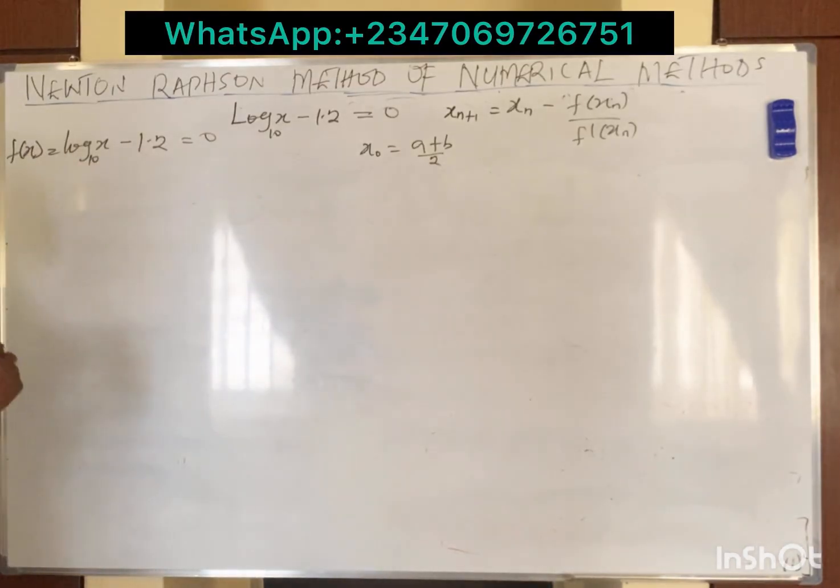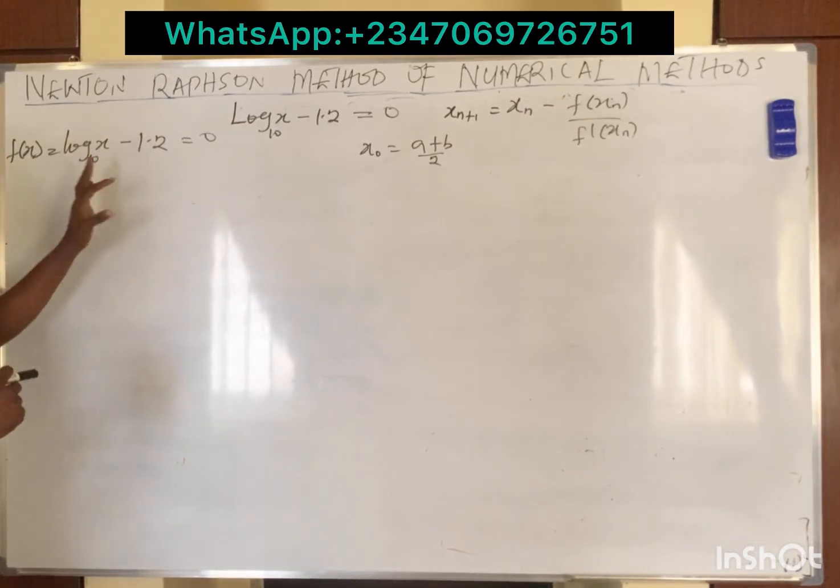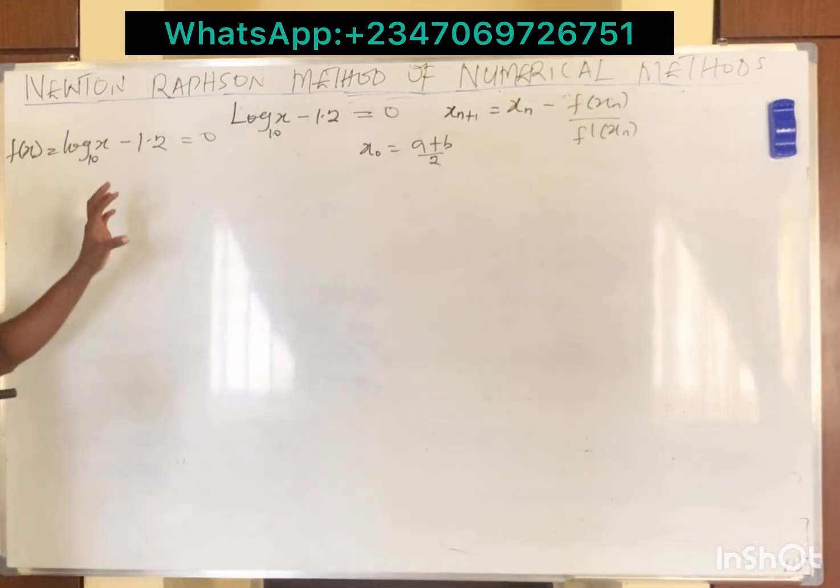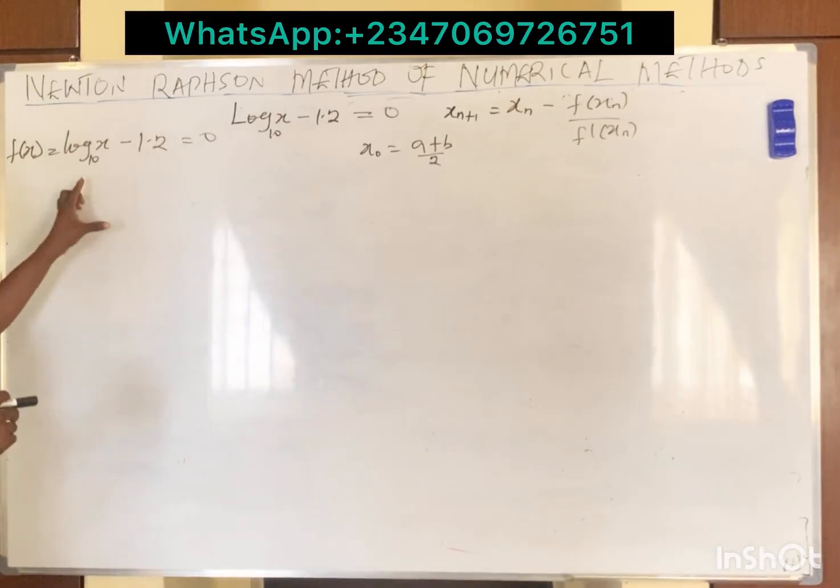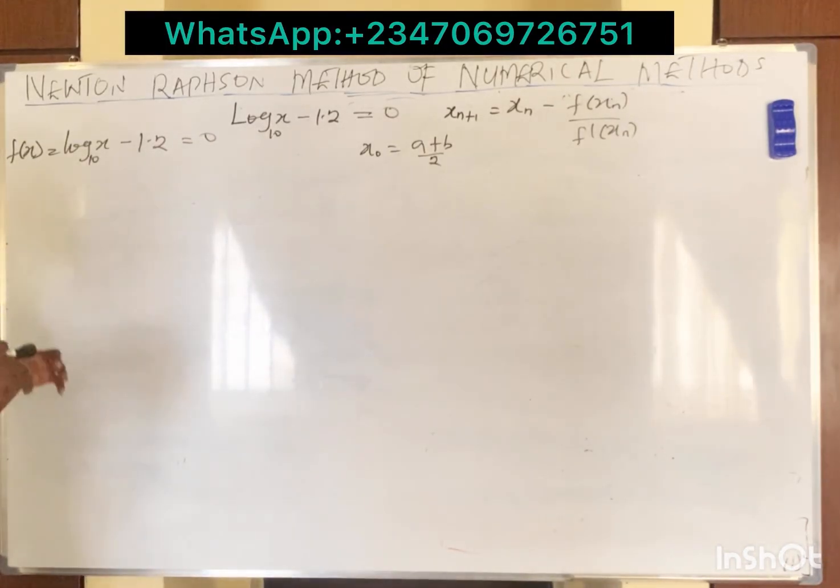Since this is log base 10, I am going to be taking my scale to be a very high value, because I can't choose 1, I can't choose 2, I can't choose 0, because log 0 is infinity. Remember, log 10 will simply give me 1, and 1 minus 1.2 is a negative value, right? So we can take a scale of 10. So 10, 20, 30, and so on.